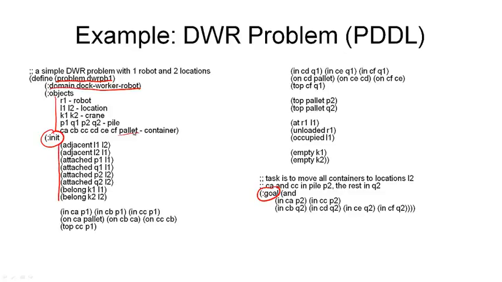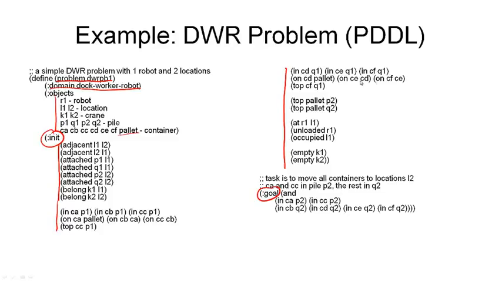We start off with the static relations. These are the things that describe the topology and won't change from state to state. So there's the adjacency between the 2 locations. There is where the different piles are. Piles P1 and Q1 are at location 1, P2 and Q2 at location 2, and where the different cranes are, 1 crane at each location. Then we have the dynamic relations listed next, and they tell us what is in the first pile, namely containers A, B, and C. Here's the order of the containers on the pallet.